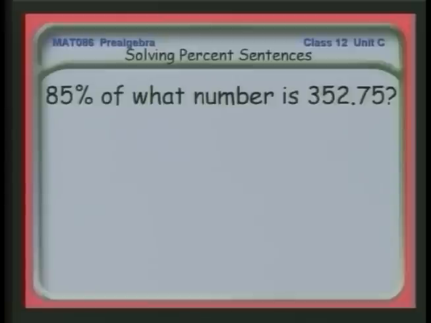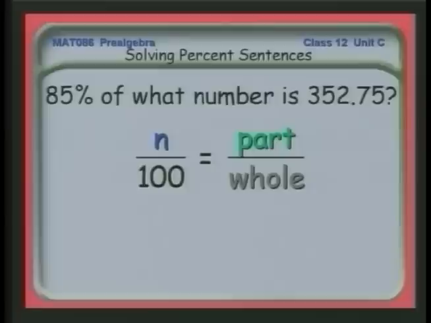In the last problem, we looked at the part. Guess what we're looking for now? 85% of what number is 352.75? We set the proportion up. Again, I'm writing it out just as the definition, so it's always in front of you. And now let's plug the numbers in.